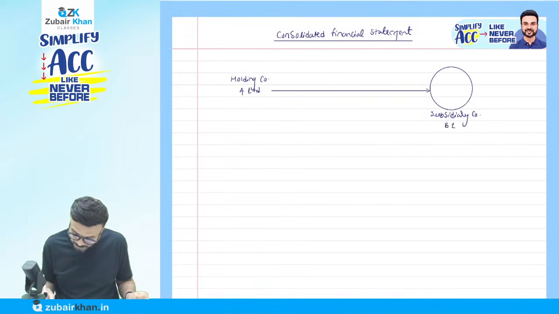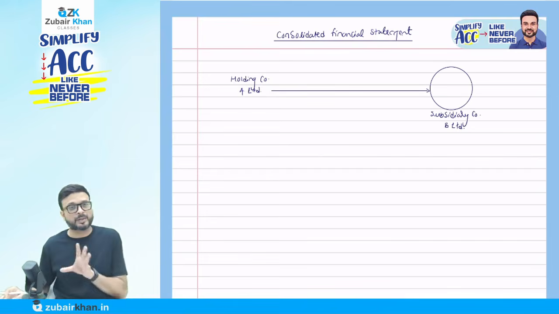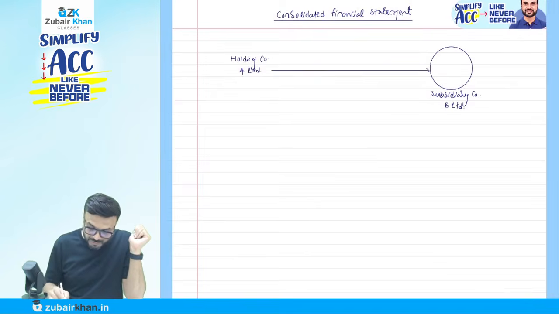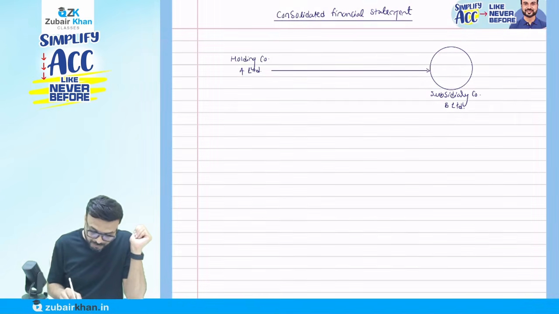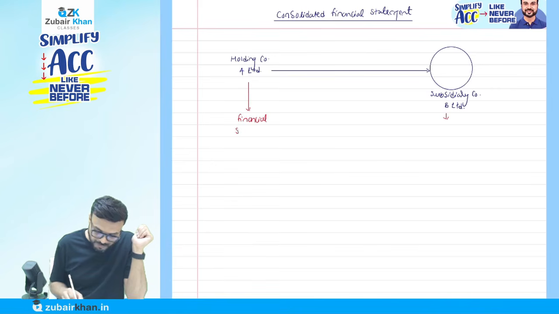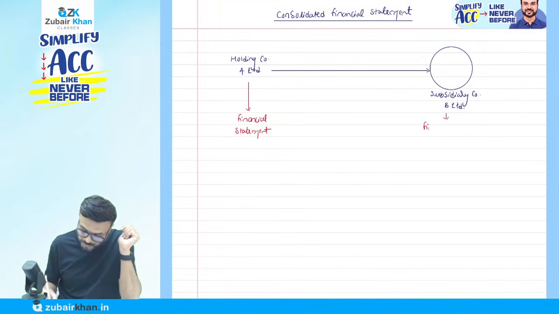Now what happens is that both of them are going to prepare their financial statement at the end of the year individually. So the holding company will prepare their financial statement, their profit and loss account and balance sheet, individually. They will prepare their individual financial statement. And similarly, the subsidiary company will also prepare their individual financial statement.